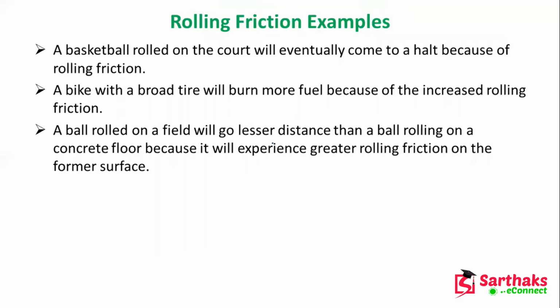Rolling friction example: a basketball rolled over on the court. A bike with a broad tire will burn more fuel because of increased rolling friction. A ball rolled on a field also faces some rolling friction. So these are examples of rolling friction.